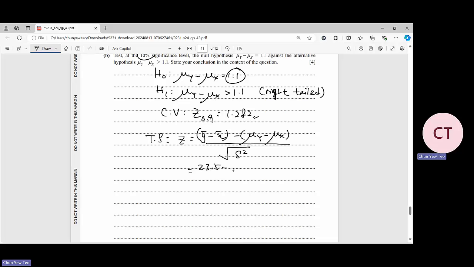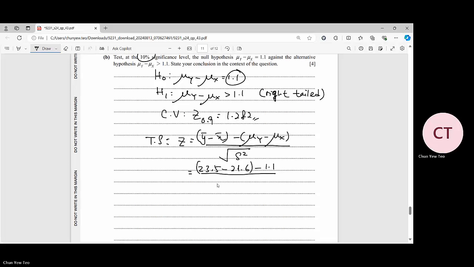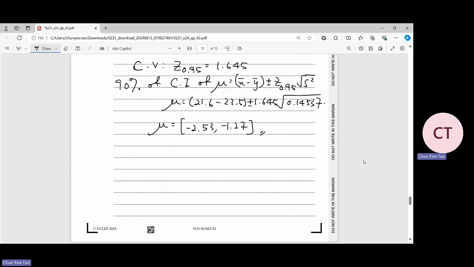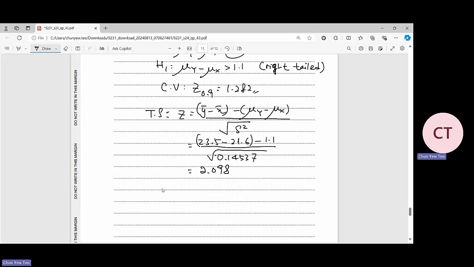So this one is 23.5 minus 21.6, minus 1.1, divided by the square root of S squared. What is your S squared? Your S squared is 0.14537. Press the calculator, then your answer will be 2.098. So you compare your test statistic with the critical value.